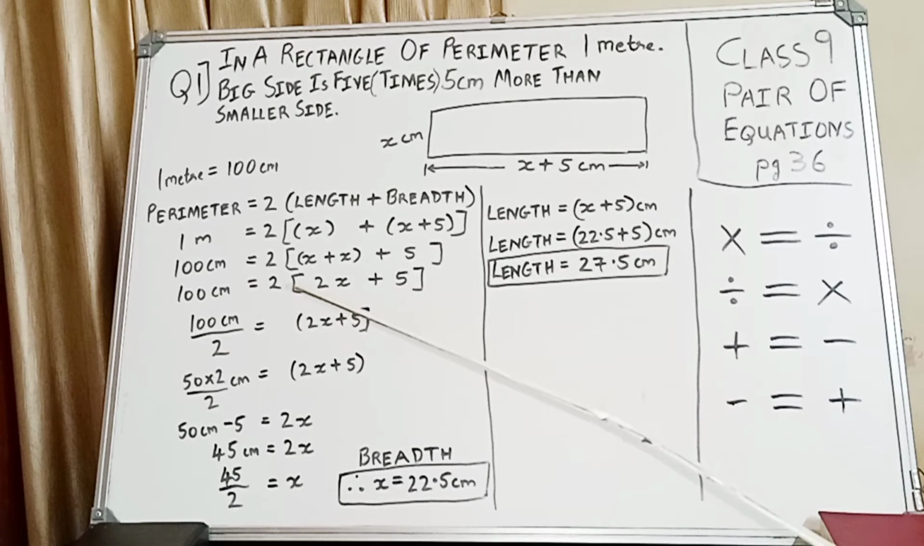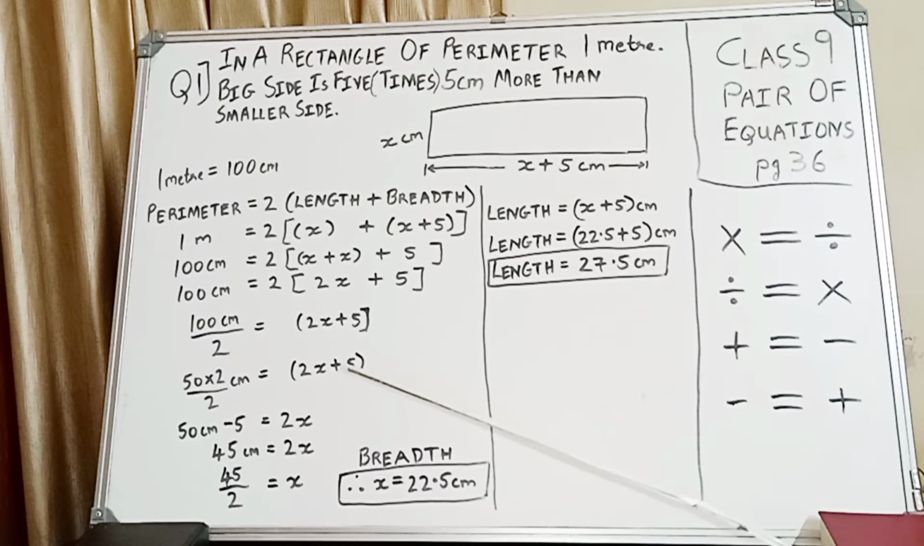When this multiplication goes to the opposite side, it will become division. So 100 centimeter divided by 2, then this term itself is carried forward, 2x plus 5. You are already aware that 100 is equal to 50 into 2. So above 2 and below 2, numerator and denominator 2 will get cancelled and you will get 50.